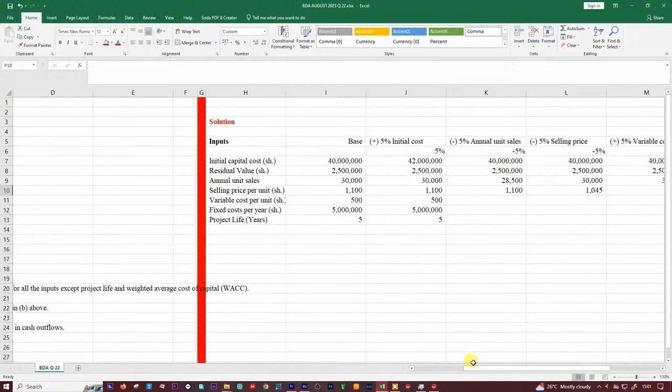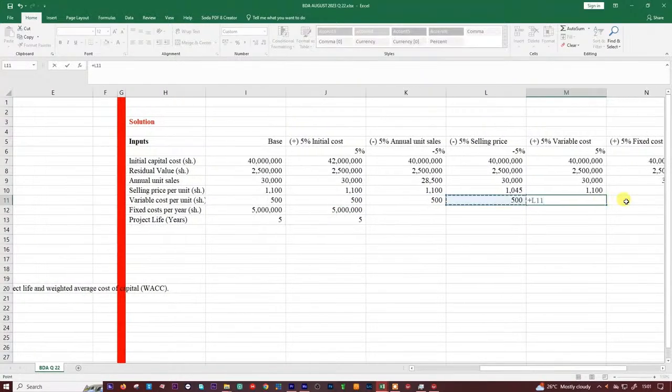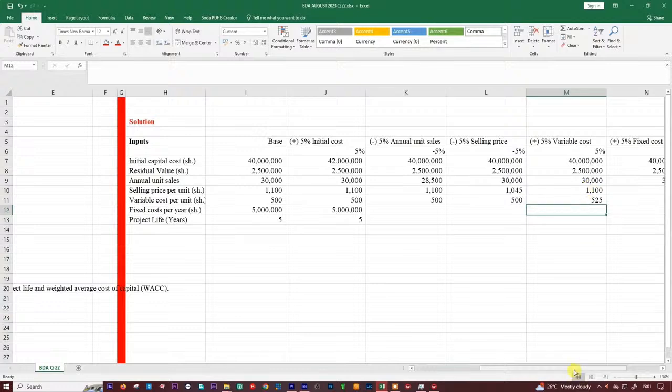How about the variable cost per unit? Variable cost per unit remains the same with the exception of the variable cost component. So here we expect it to remain the same. So we drag it up to there. But that value times open the brackets, 1 plus the variable cost is increasing, 525, then the others remain the way they are.